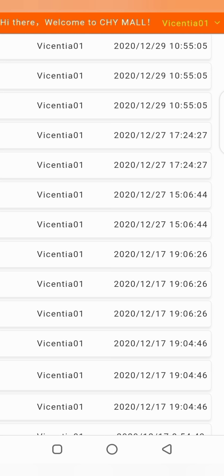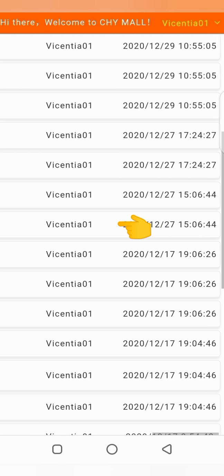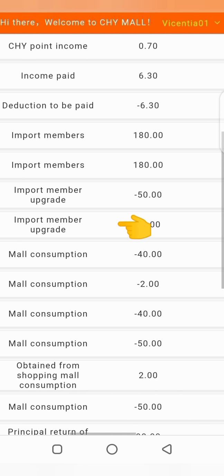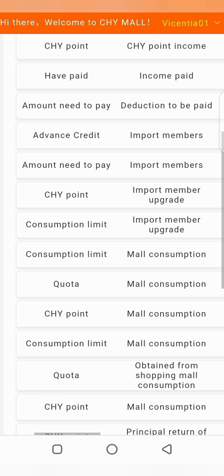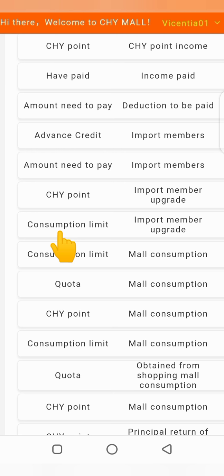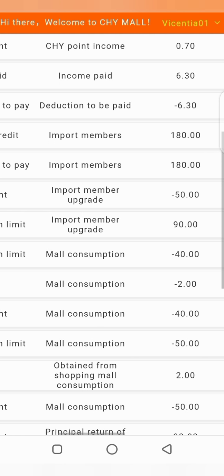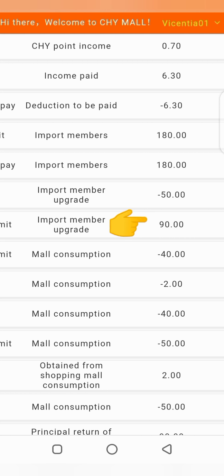Okay, so if you are using your phone, after checking the date, you move to the left side of the page, you slide to the left, and you can see consumption limit import member upgrade, and you can see that it's 90. Okay, the consumption limit is the limit at which you can purchase from the new retail area and then the wholesale area. So when the consumption limit is zero, you can't buy at the new retail and the wholesale.